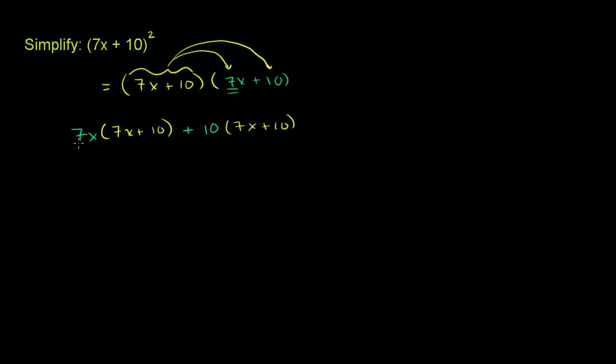7x times 7x is 49x squared. 7x times 10 is 70x. And then you have 10 times 7x, which is another 70x. And then you have 10 times 10, which is 100.